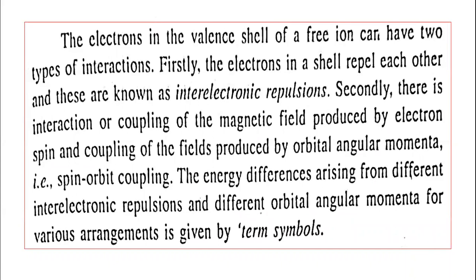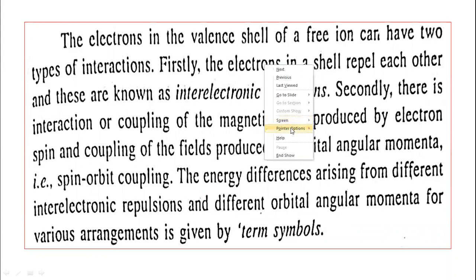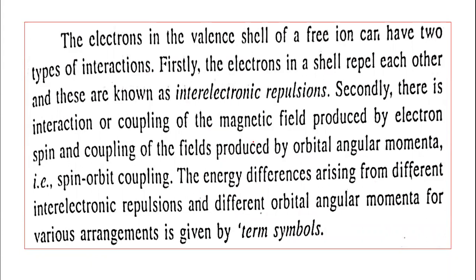We know that the electrons in the valence shell of the free ion can have two types of interactions. First, the electrons in a shell repel each other. For example, carbon has a p2 configuration, so two electrons are there. Electrons in the shell repel each other, and this is known as inter-electronic repulsion.